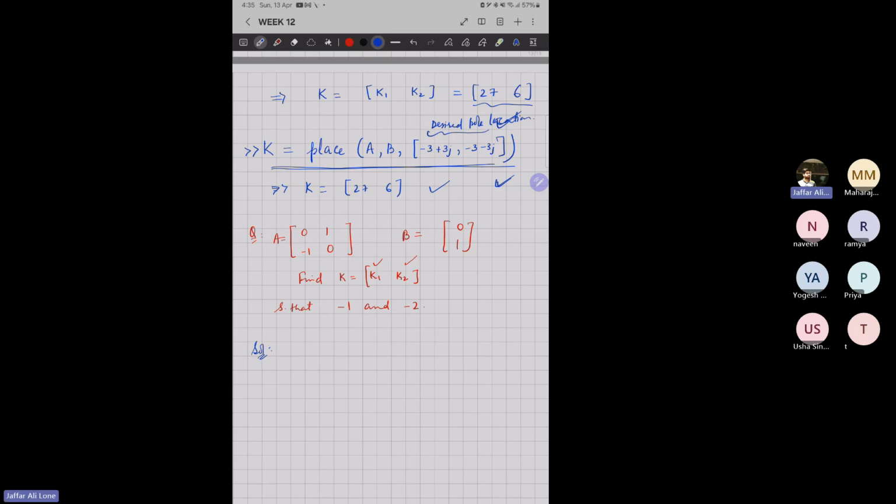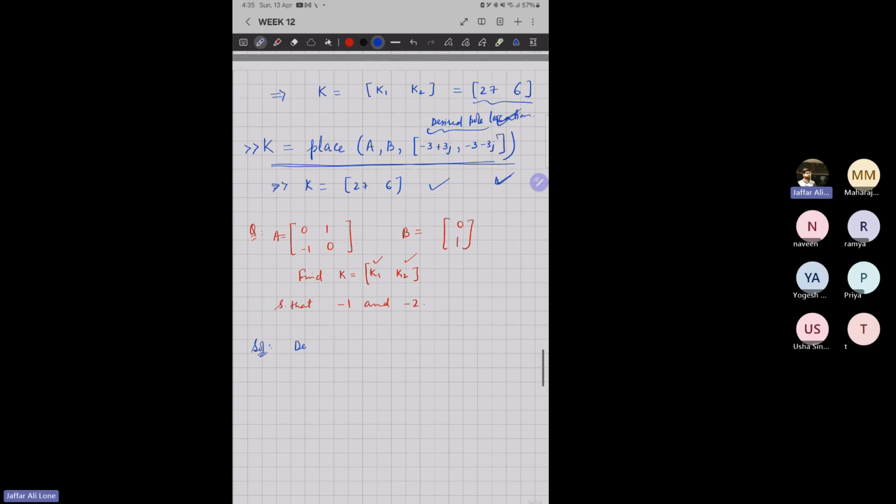What will be the desired characteristic equation? The desired characteristic equation will be (S + 1)(S + 2), which is equal to S² + 3S + 2. Okay, this is my desired characteristic equation.